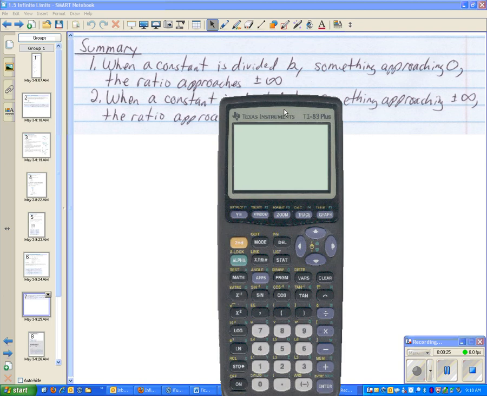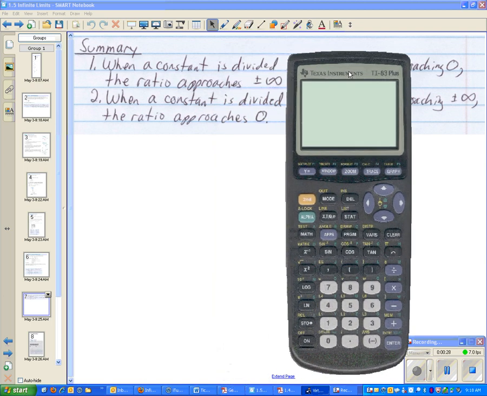So for instance, let's look at our calculator here. Let's start with a constant. 1's a constant. And then let's divide it by things that are approaching 0. So let's first divide it by 10. All right, that's not a very big number. Then let's take that 1 and let's divide it by 1. Then let's take that 1 and let's divide it by 0.1. 1 divided by 0.01. 1 divided by 0.001. So you see what's going on?